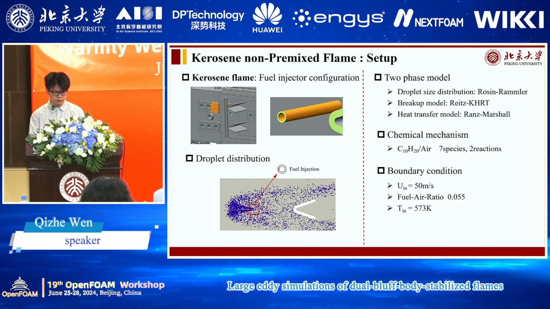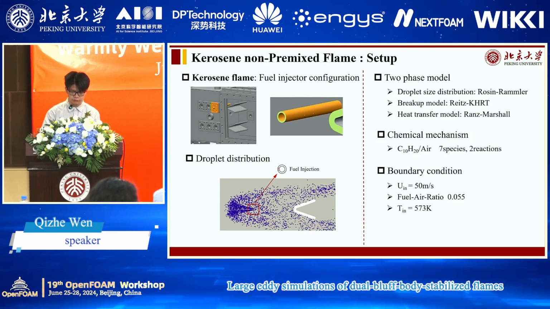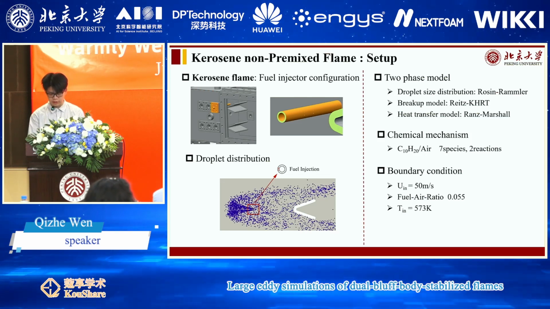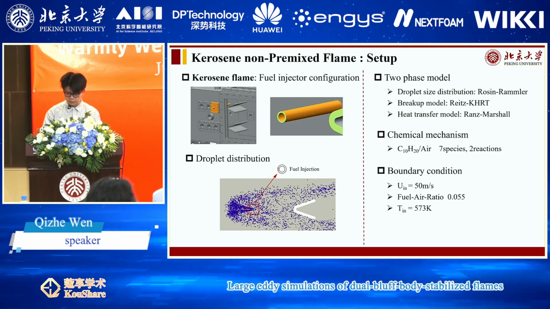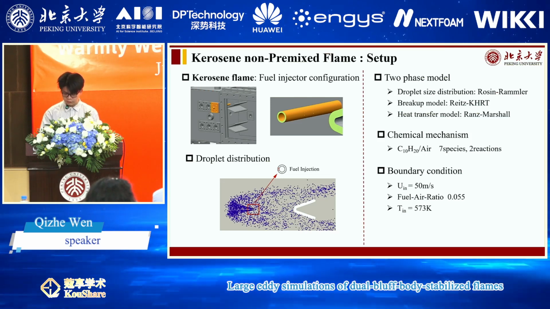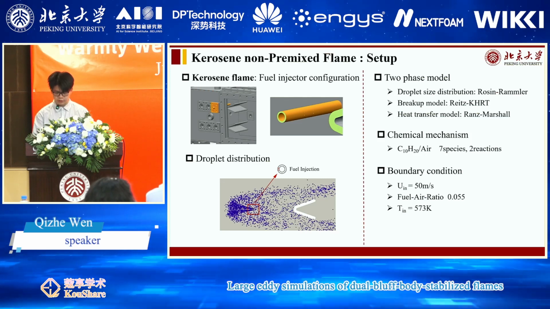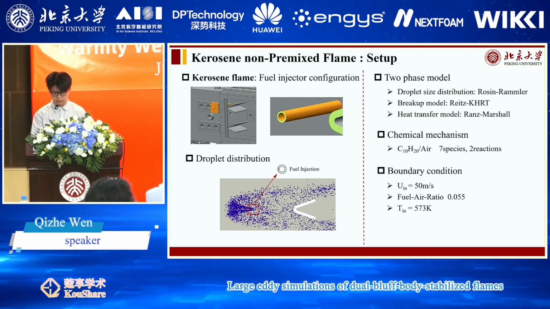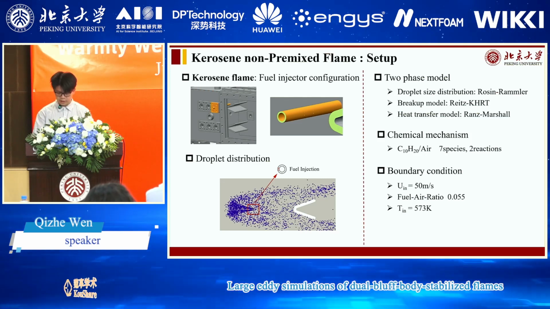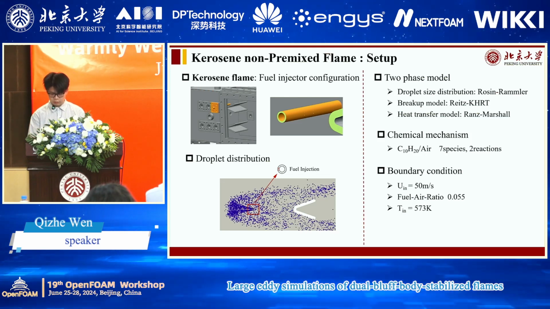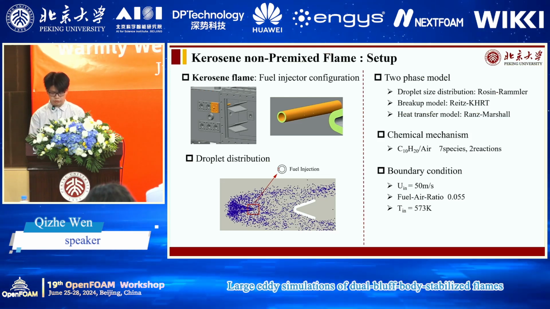In this section, we will analyze the kerosene flame. This flame is widely used in realistic aircraft engines. Kerosene is sprayed from the injector rod located at the bluff body's front, against the incoming flow direction, and it atomizes and evaporates due to the high temperature incoming flow.